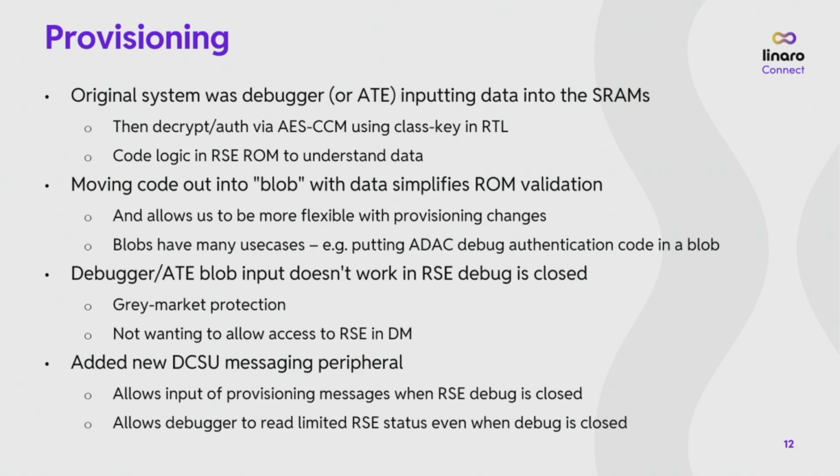So in both of these cases, the solution was to add this DCSU messaging peripheral. This allows us to have a channel directly into the RSE subsystem from the outside. It's accessed via the debug path. Effectively, it ends up being this sort of bridge which is exposed even when the debugger's closed. And it gives us a sort of four-word FIFO, and we've built a communication protocol on top of that. But crucially, that means we can close the RSE debug, and now all the provisioning flows use the DCSU.